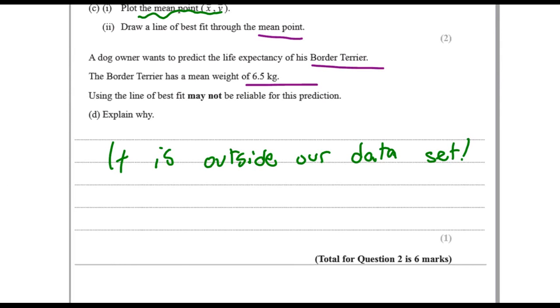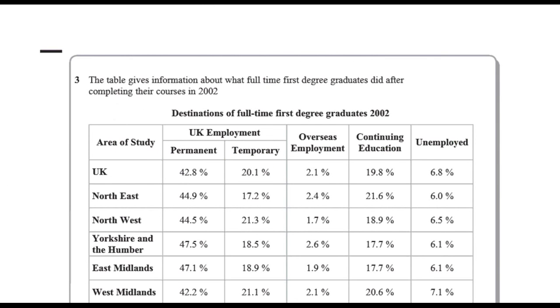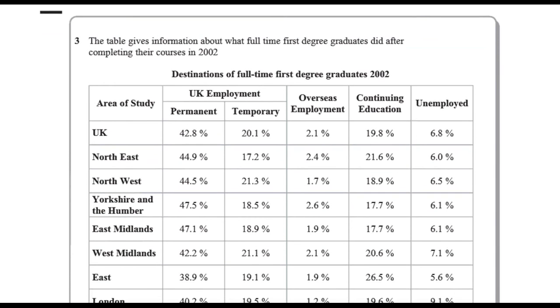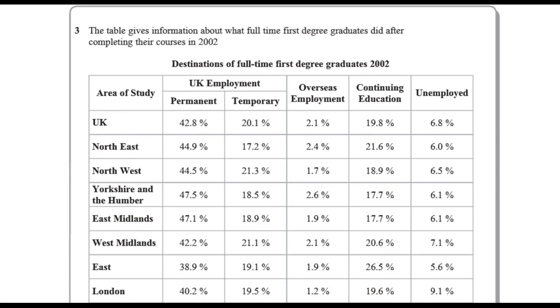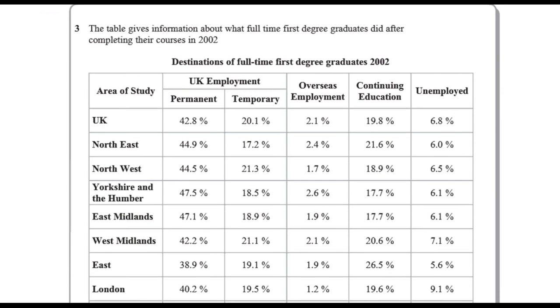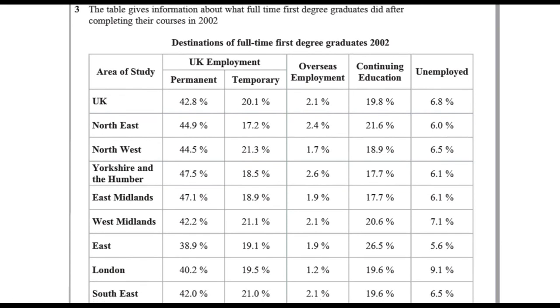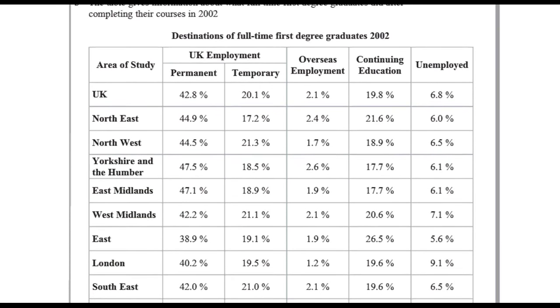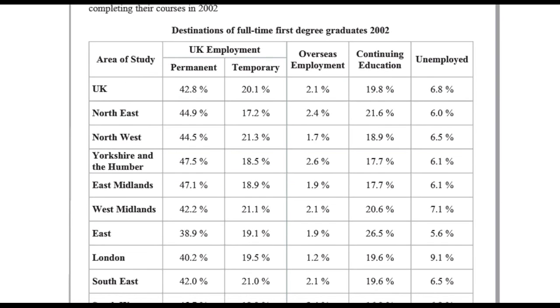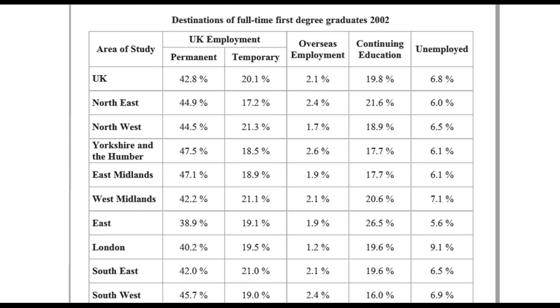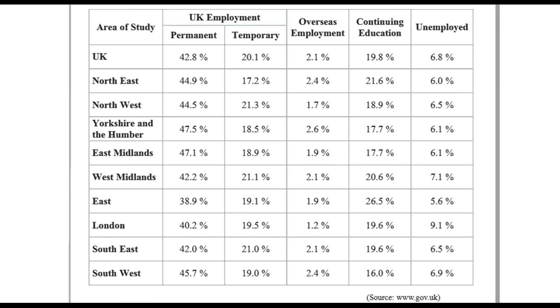Moving on to question 3. So we've got a table of information. So let's scroll down to see what it's all about. About what full-time first degree graduates did after completing their courses in 2002. So they've done their graduate degree and we want to know what they've done after. So this table shows the destinations of people that did full first-time degrees in 2002 when they finished. And this is apparently from a DirectGov website or the government website.